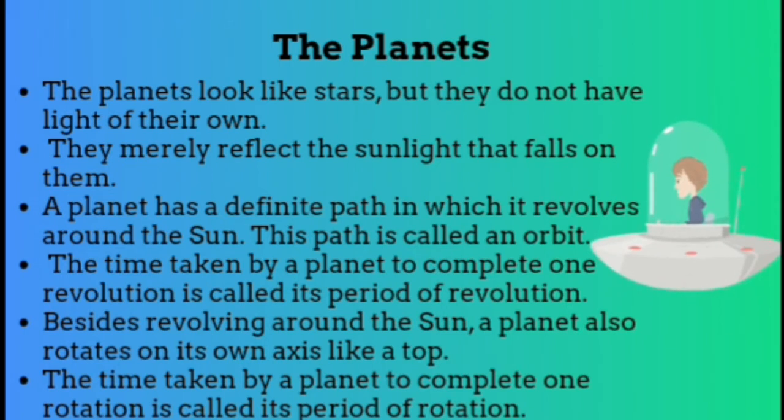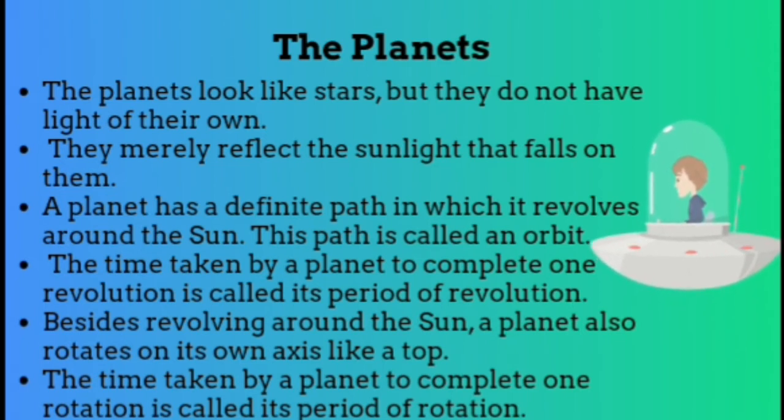Planets. The planets look like stars but do not have light of their own like the stars have. They merely reflect the sunlight that falls on them. A planet has a definite path in which it revolves around the sun. This path is called an orbit. The time taken by a planet to complete one revolution is called its period of revolution.